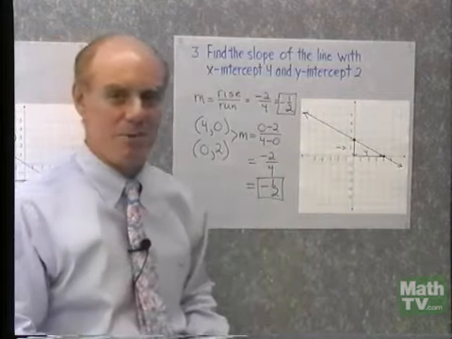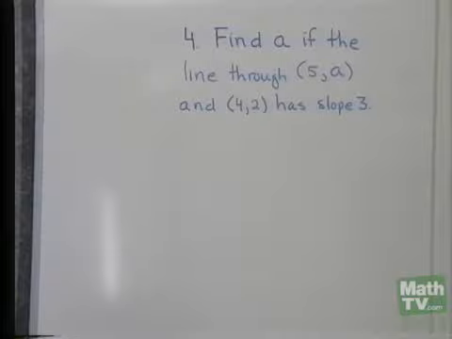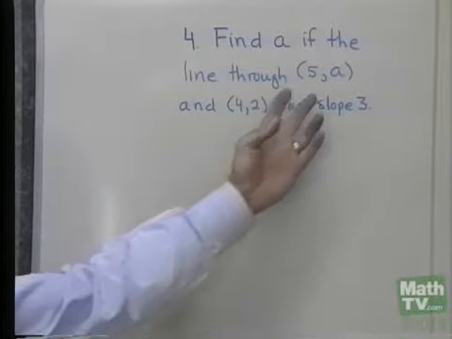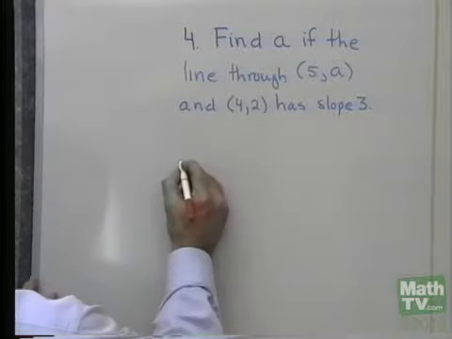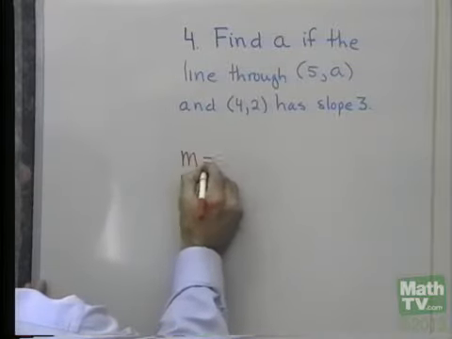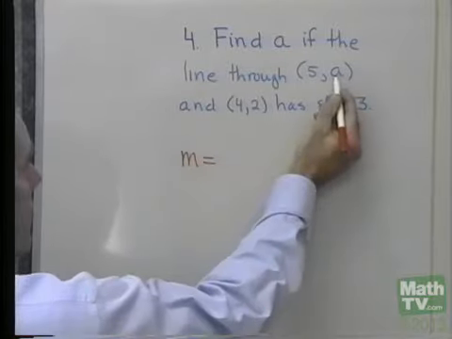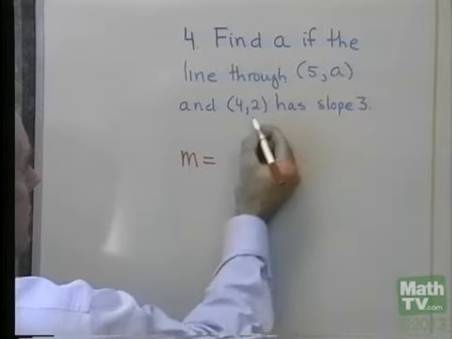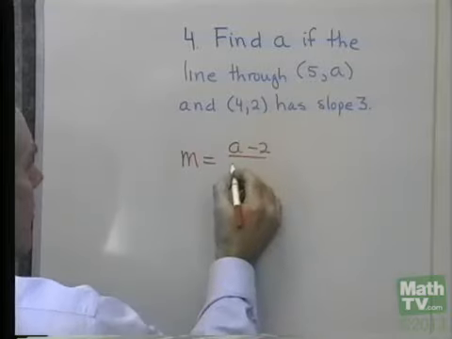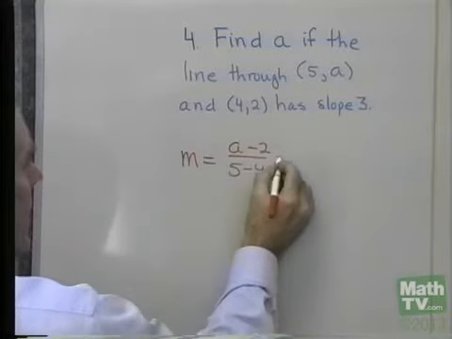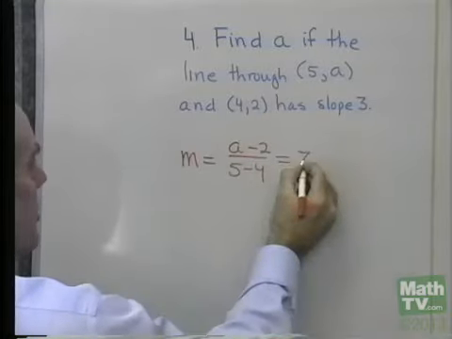Let's look at our next example. This time I want to find A if the line that goes through 5, A and 4, 2 has a slope of 3. Well, let me use my formula for slope. M is equal to, okay, I'm going to subtract y coordinates, and let's start with A. A subtract 2 divided by 5 subtract 4. Now that slope has to come out to be equal to 3.